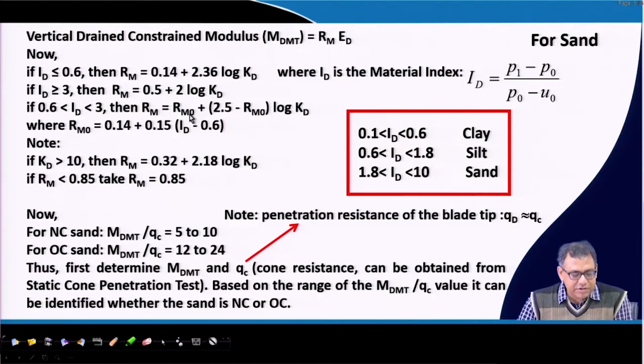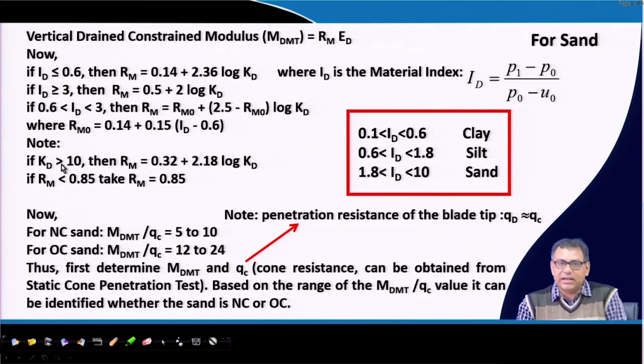Okay. Now, here what is RM 0? RM 0 can be obtained by using this expression. Now I can obtain the RM for clay, silt and sand, depending upon ID value. Now, note that if your KD is greater than 10, then you have to use this equation, because the others are based on the ID, but these are the two special cases. Suppose if your KD is greater than 10, then directly you use RM obtained by using this expression. Then ID classification or different types of ID are not required.